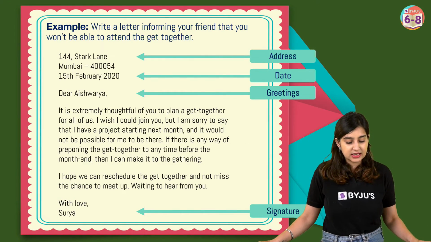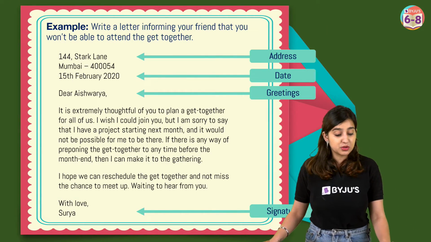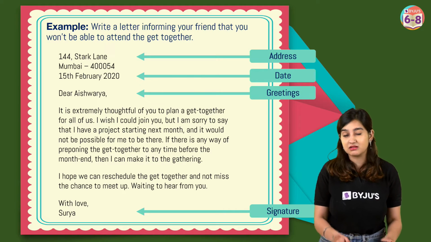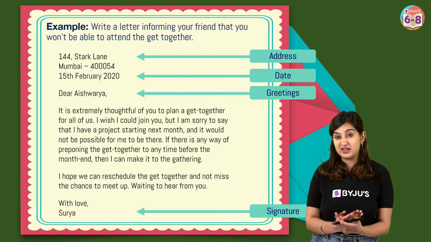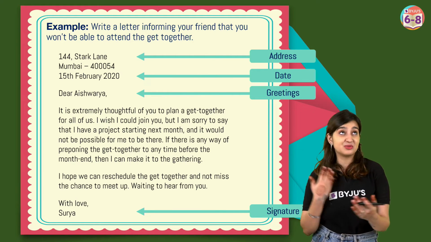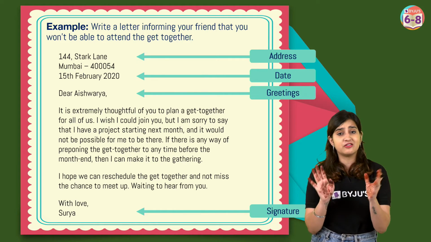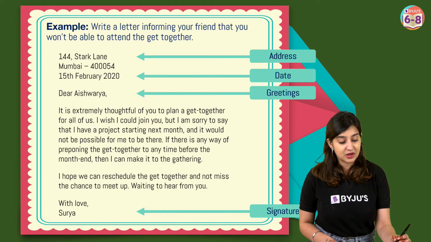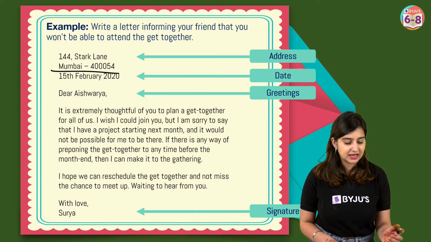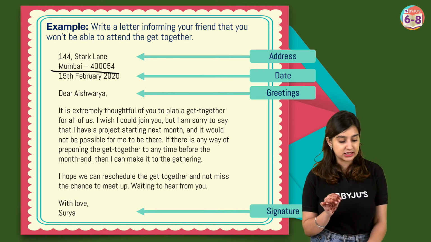Here's another letter. Write a letter informing your friend that you won't be able to attend the get-together. Sad letter. You have to say, I will not be able to make it. I'm so sorry. Even though I really wanted to come, I can't. Whatever bahana you want to give, you can give. So again, we have the address, date, you have the greetings, and then I would always prefer giving a line break between the address and the date, okay?